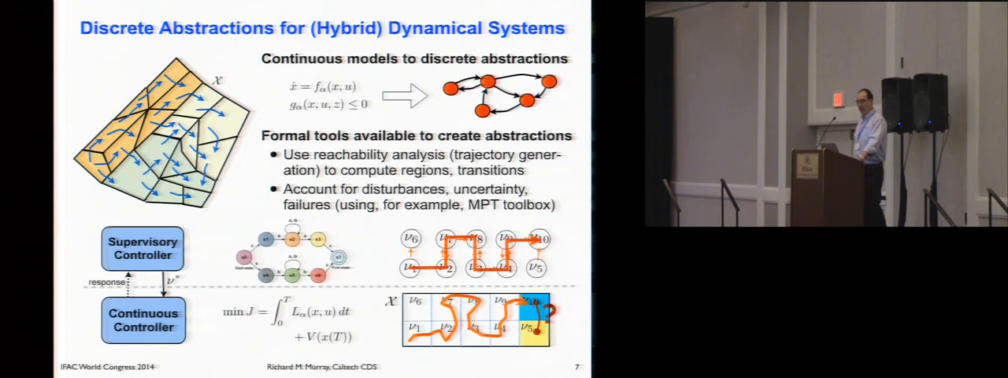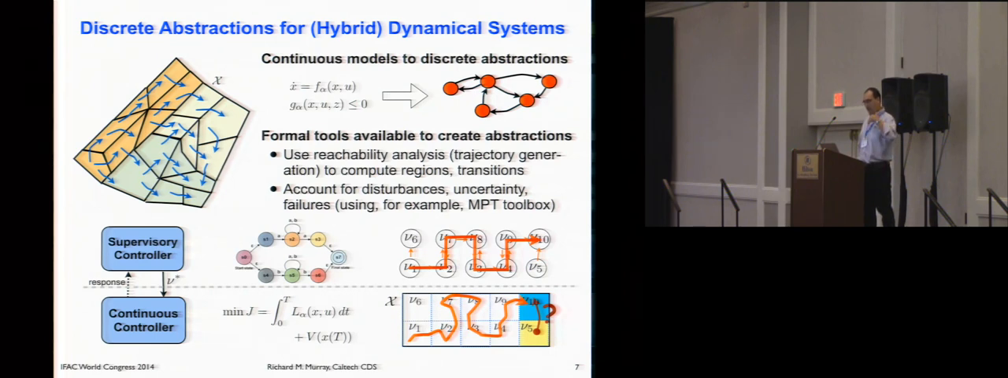And it's that property that allows us to connect the continuous dynamics, where I have this cost function that I'm trying to minimize, to the discrete dynamics, where I might have some temporal logic formula. So the supervisory controller is that discrete layer of decision making. In the controls field, it's often called supervisory control.